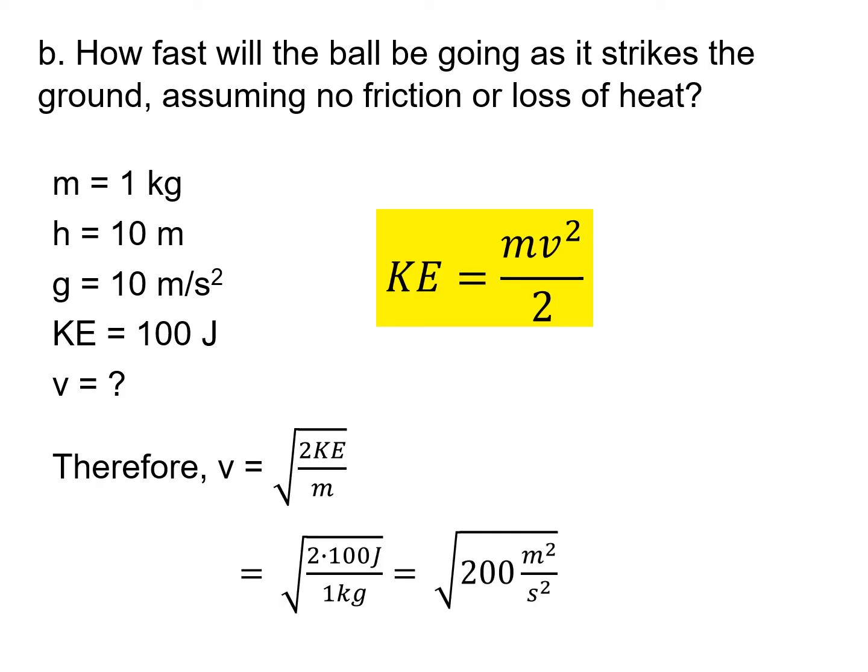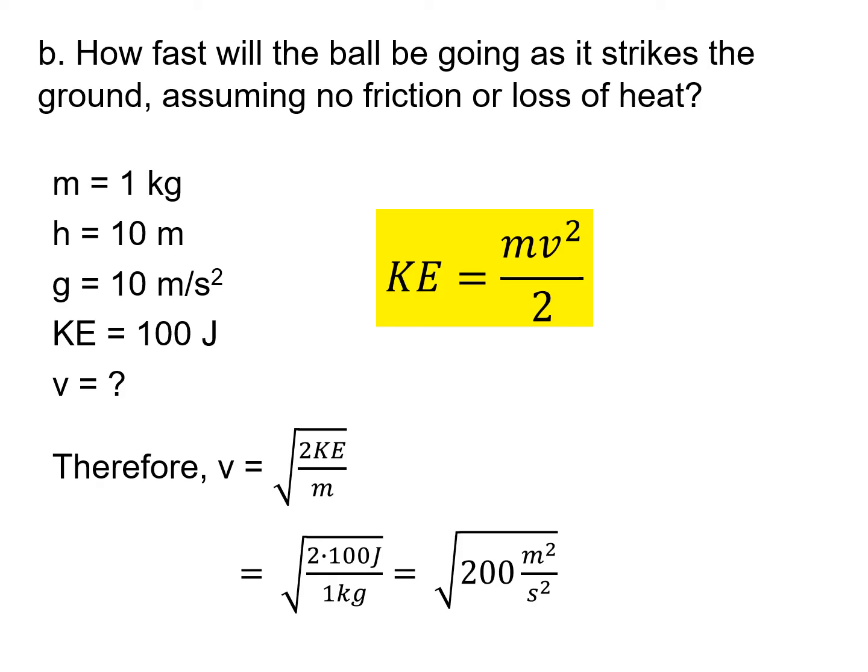So if you do the calculation, it's the square root of 200. A joule is a Newton meter. A Newton is a kilogram times a meter divided by a second squared. So if you have a kilogram inside that joule there and a kilogram on the bottom, they cancel out, and it's going to leave you with meters squared over second squared. So that should give us meters per second when we take the square root.